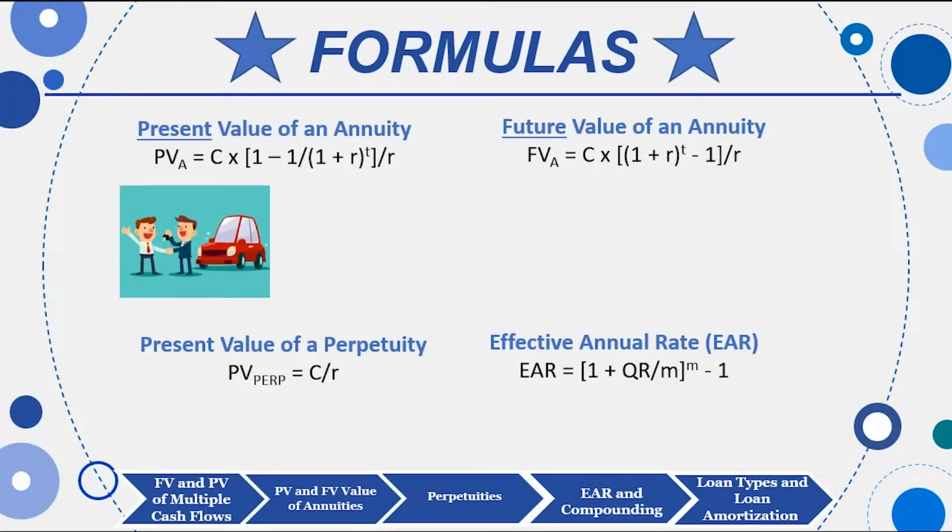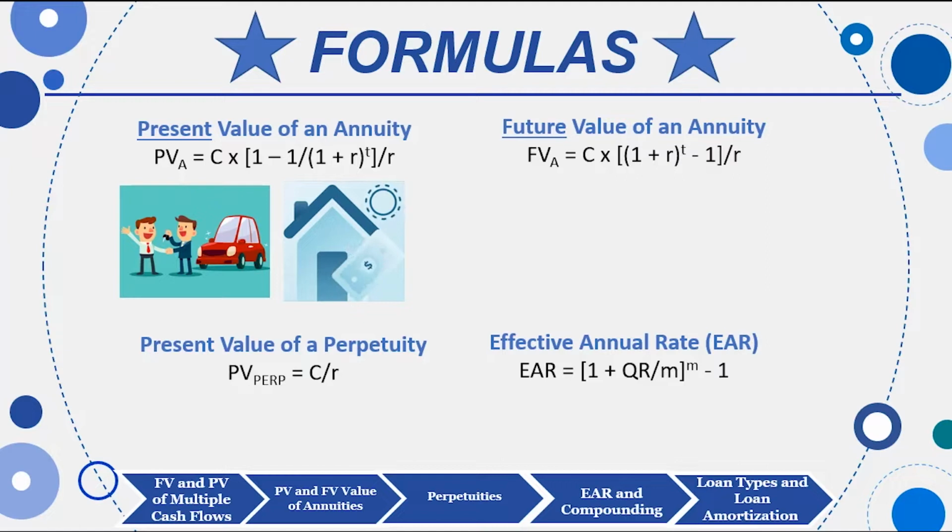Present value of an annuity, PVA equals C times 1 minus 1 over 1 plus R to the T, all of that over R. This is the mortgage equation. This is the car loan equation. This is the student loan equation. This is the credit card equation. So this is the one you want for all those purposes.